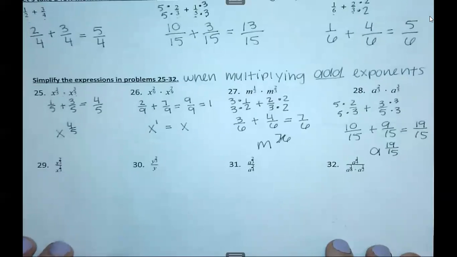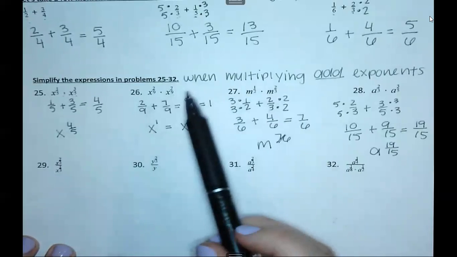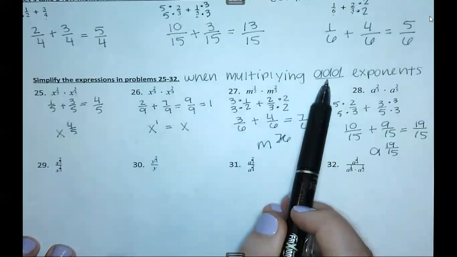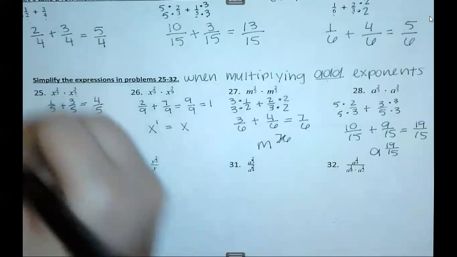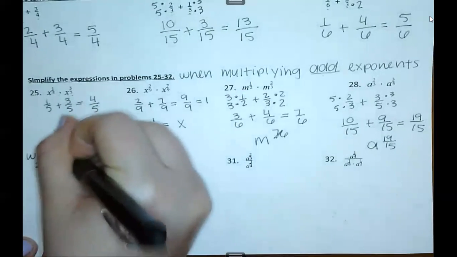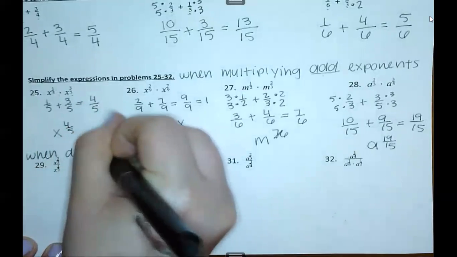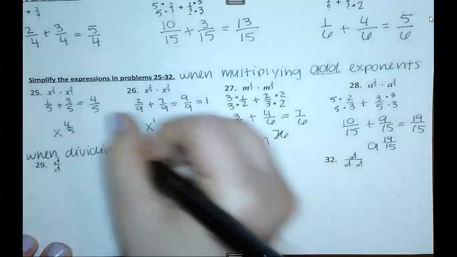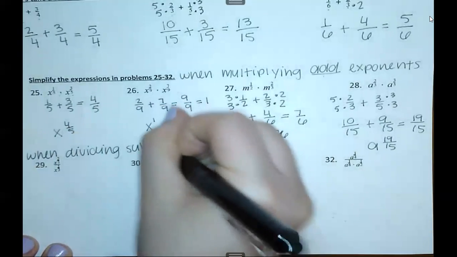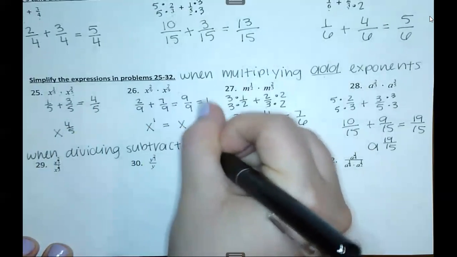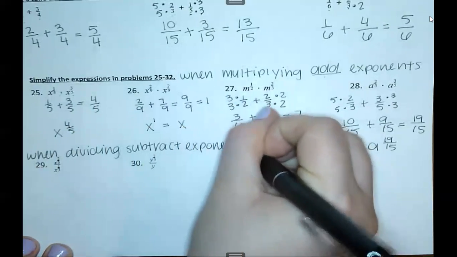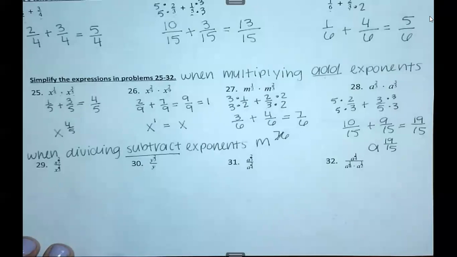All right, last set of examples. These ones are a little bit different because in these we are dividing. So our rule for multiplying is to add the exponents. Remember our rule for dividing. So when dividing, we subtract exponents. So in this section, we'll need to subtract our fractions. So that common denominator rule will still apply.